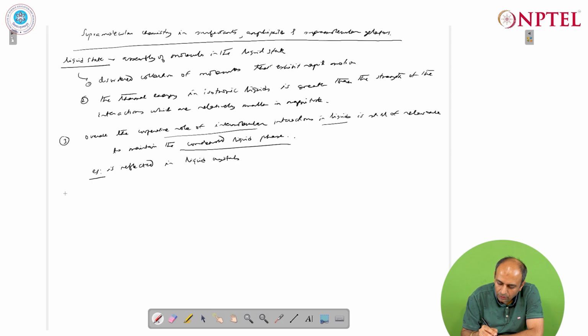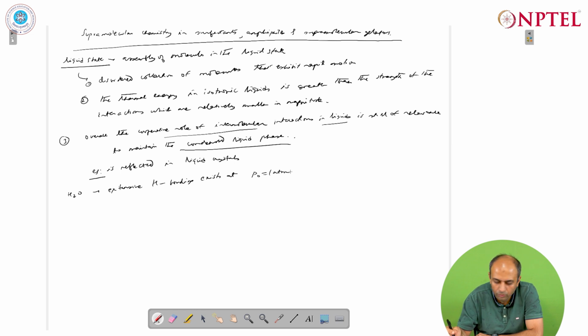And for example, we can also see that water, because of the extensive hydrogen bonding, exists as a liquid at P equal to 1 atmosphere and up to T equal to 100 degrees centigrade.